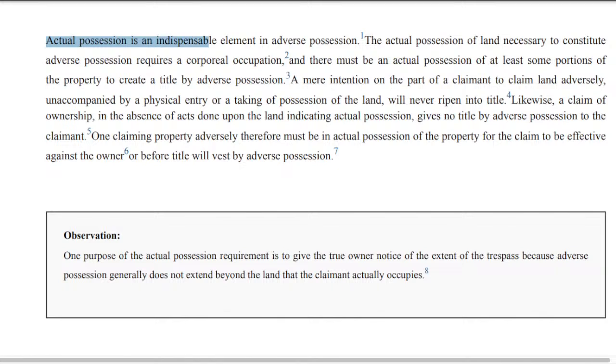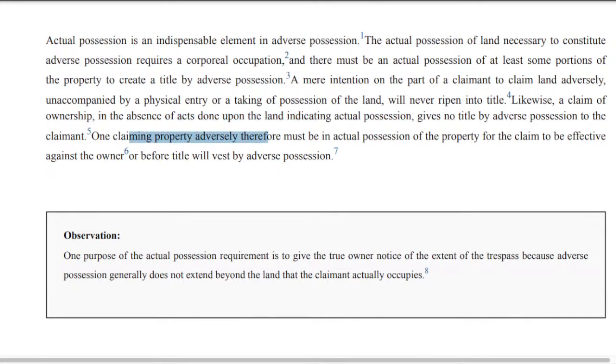Actual possession is an indispensable element in adverse possession. The actual possession of land necessary to constitute adverse possession requires a corporal occupation. And there must be an actual possession of at least some portions of the property to create a title by adverse possession. A mere intention on the part of the claimant to claim land adversely, unaccompanied by a physical entry or taking of possession of the land, will never ripen into title. Likewise, a claim of ownership in the absence of acts done upon the land indicating actual possession gives no title by adverse possession to the claimant.